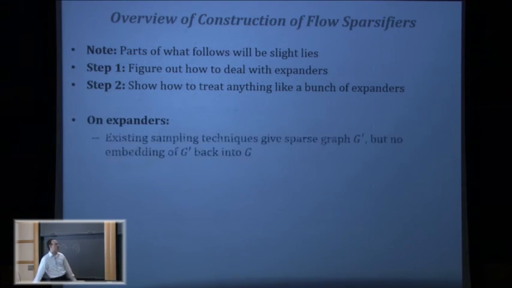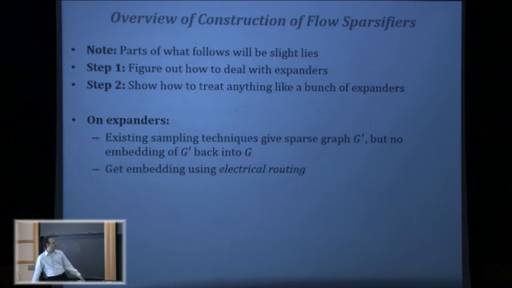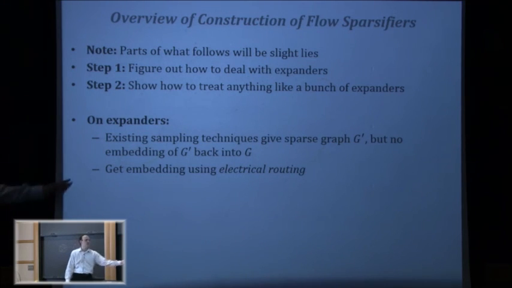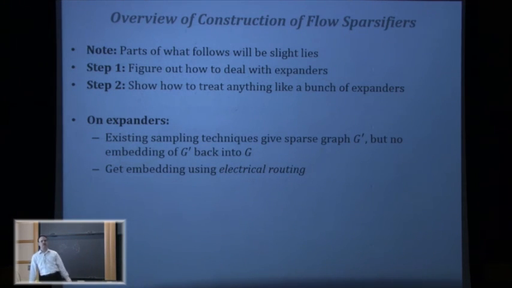So how to do it in expanders is pretty easy. You could actually choose one of several ways to answer it in expanders. But roughly the idea is it's easy enough to subsample expanders to get sparse graphs, but the problem is the embedding. For the embedding, we're actually just going to use electrical routing. On expanders, routing in any kind of reasonable way should work pretty well.